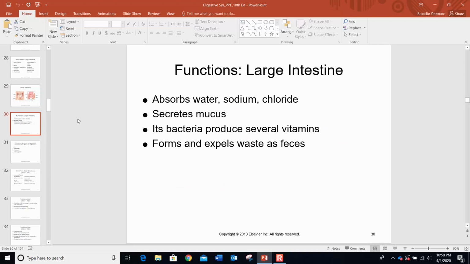So what are the big functions of the large intestine? Here we're going to be absorbing the water, the sodium, and the chloride. Those are big chemicals that we need to absorb. They're actually necessary for us to have. It also secretes mucus to keep everything nice and lubricated. There are bacteria within our intestines, and that's normal flora, so it needs to be there. But if we introduce other bacteria, that's when we start to see sickness.